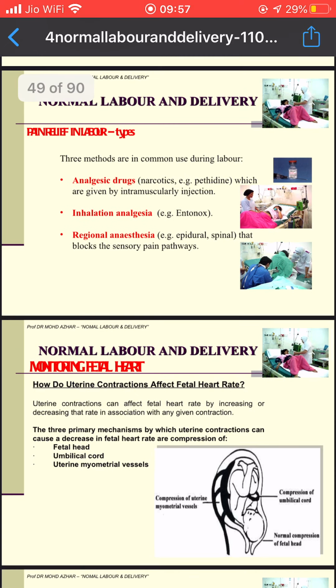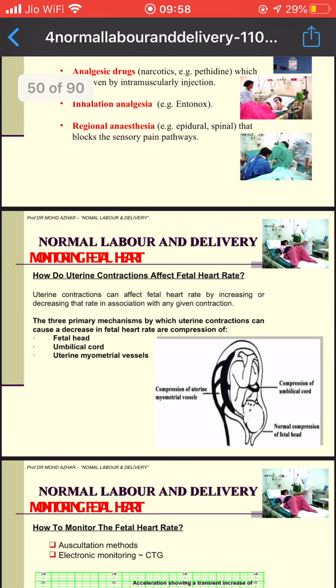Now, the labor analgesia types are analgesic drugs like narcotics, pethidine, which are given by intramuscular route. Inhalational Entonox can be given. Regional, epidural, and spinal, which is used when you have a cesarean section, block the sensory pain pathways.